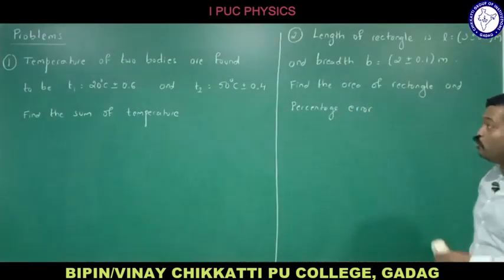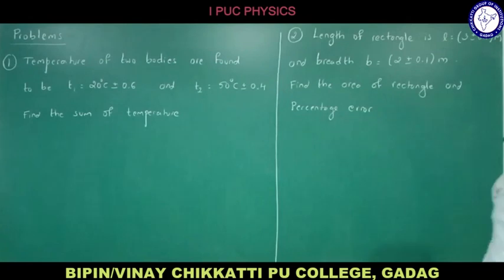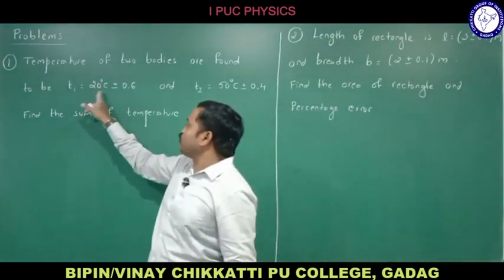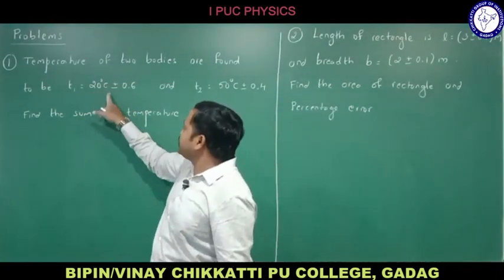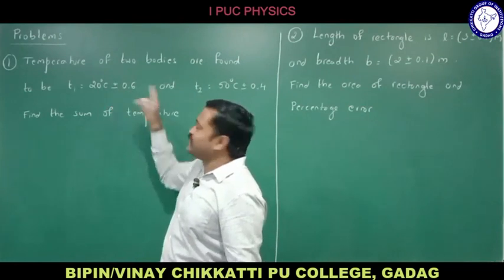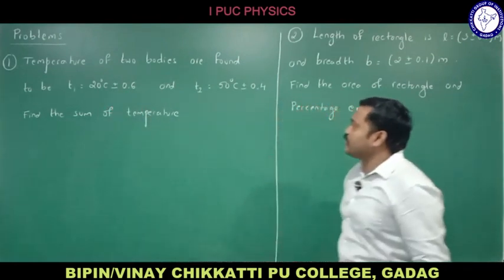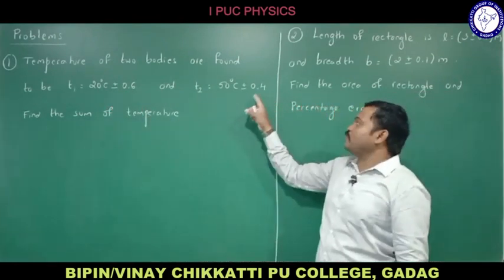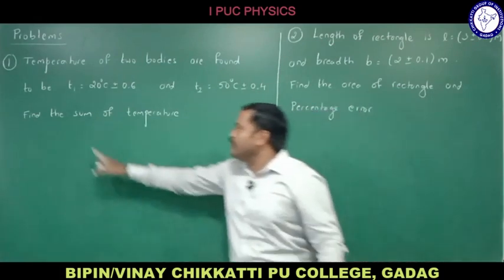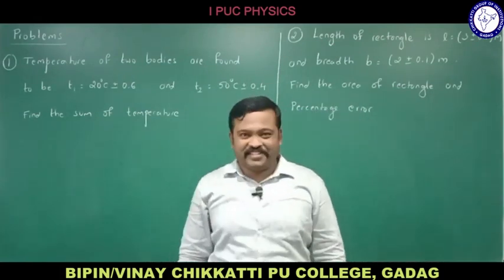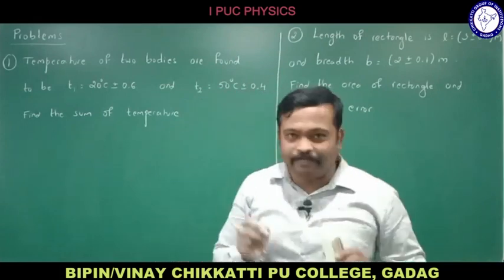Temperatures of 2 bodies are found to be T1, the temperature of the first body, 20 degrees Celsius plus or minus 0.6, and the temperature of the second body is 50 degrees Celsius plus or minus 0.4. We need to find the sum of the temperatures. So what is the sum of temperatures?